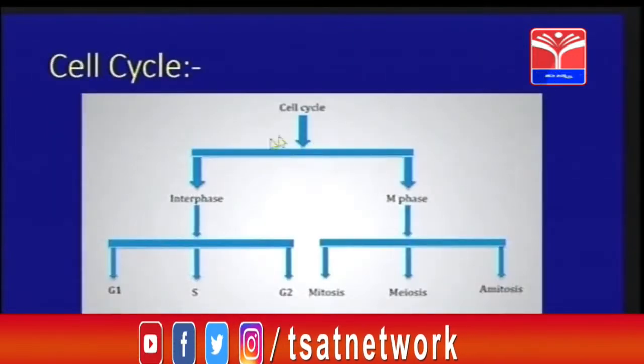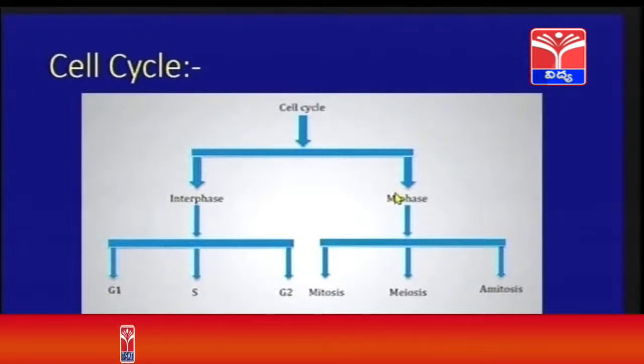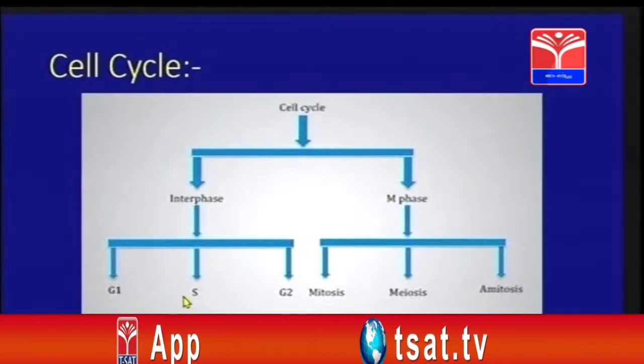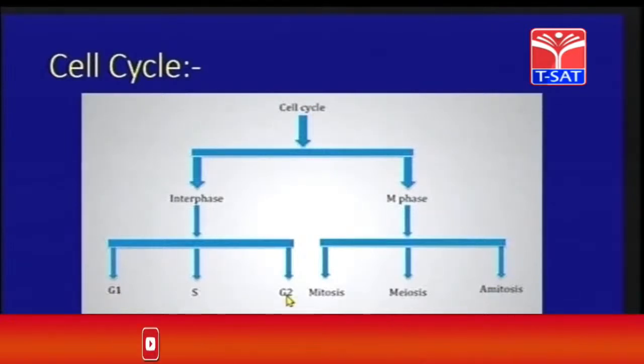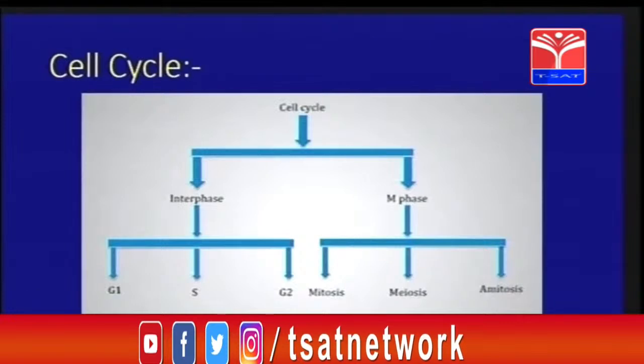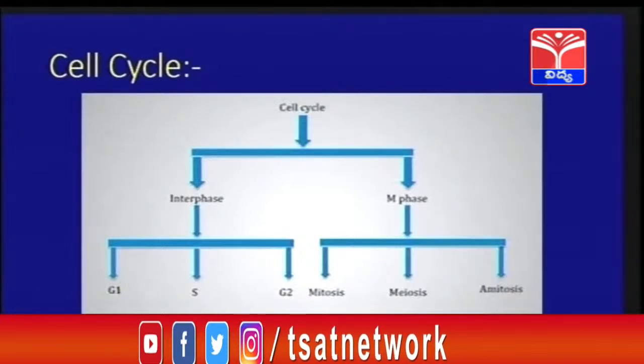Cell cycle. The cell cycle consists majorly of interphase and M phase. In interphase, 3 stages are present, that is the G1 phase, the S phase and the G2 phase. Coming to M phase, we have mitosis, meiosis and amitosis. Let us study all the stages in detail.